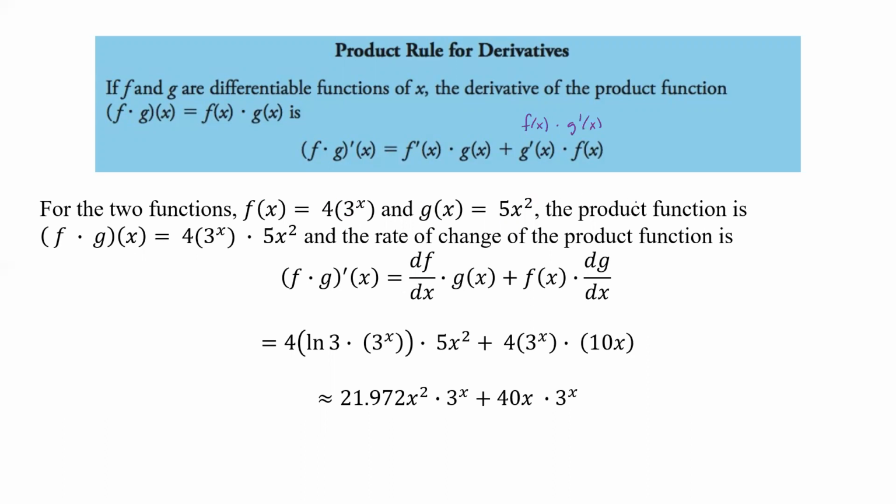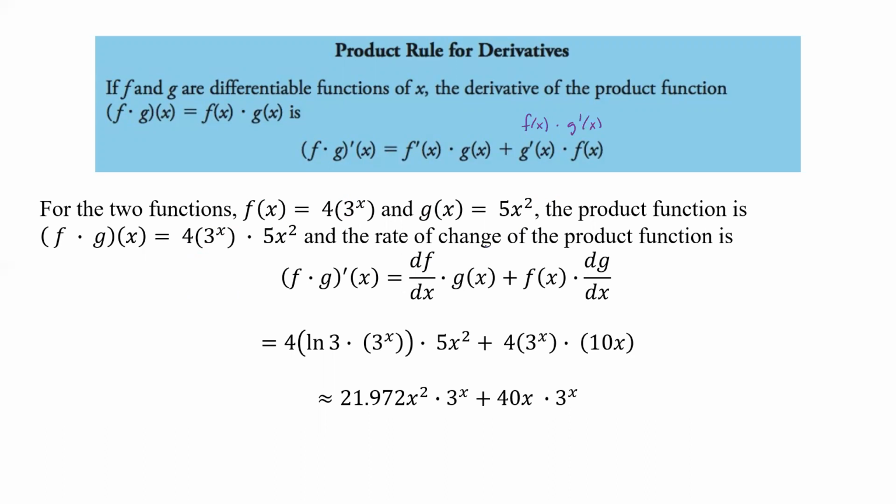How are we going to get the product? Well, the product is just going to be this times this. Now, could we simplify that? Yeah, we could take 4 times 5 and get 20 x squared times 3 to the x. But we don't have to. We can just leave it as that.